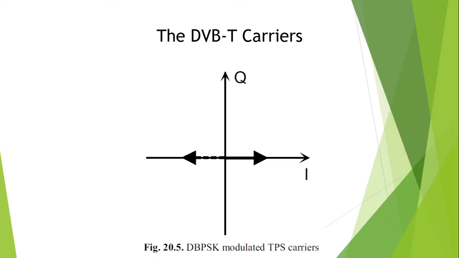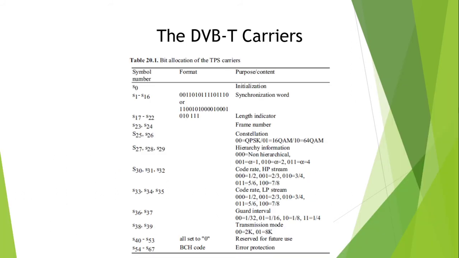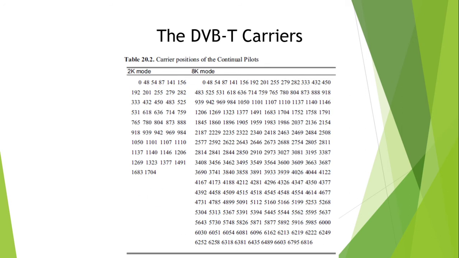20.1. This table 1 explains how the TPS carriers are utilized. Thus, the TPS carriers keep the receiver informed about 5 parameters. It will inform about mode, whether it is 2K or 8K. Second one is length of the guard interval. It is 1/4 or 1/8 or 1/16 or 1/32. Third one is type of modulation, whether it is QPSK or 16 QAM or 64 QAM.